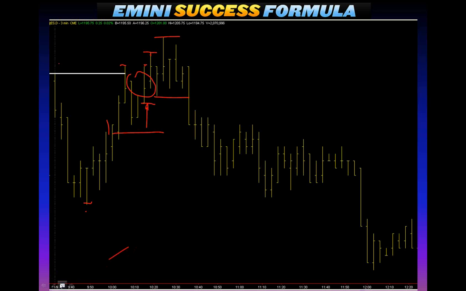I'm trying to erase this before I go over it because I obviously marked it up prior to this. I can't do it. Whatever. Basically, the first half hour range: this is the high, this is the low right here. It's the 10 o'clock bars right here. It took out the high, and you're long right there. The market pulls back a little bit before running right back up.